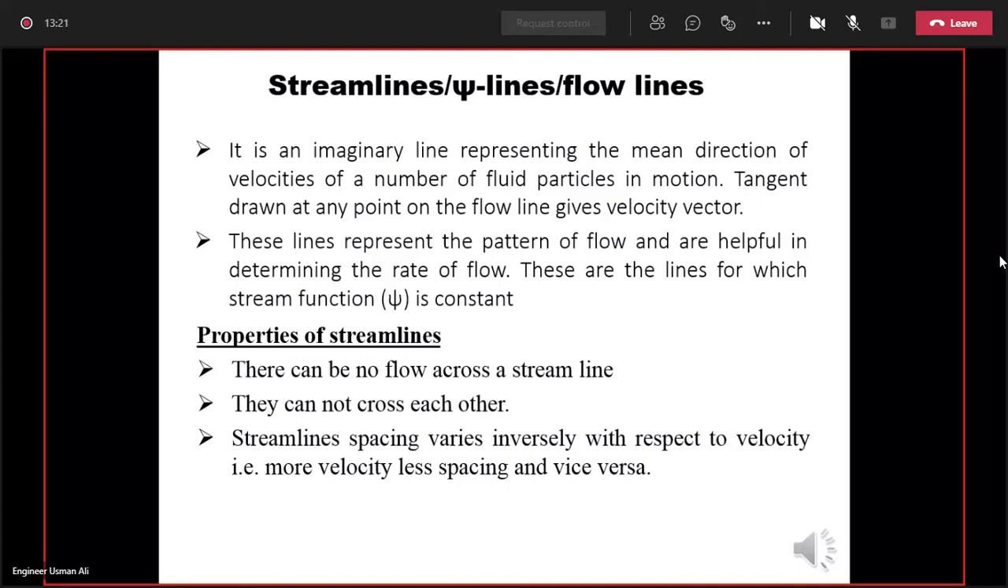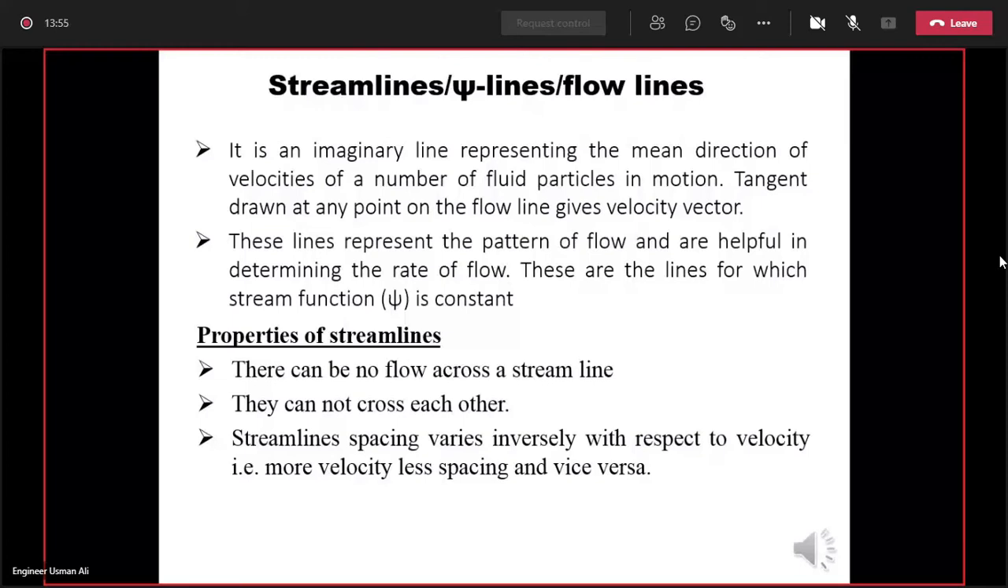So starting with streamlines, psi lines or flow lines. These are imaginary lines which represent the mean direction of velocities of a number of fluid particles in motion. Basically, they represent the average direction of flow of a fluid. A tangent drawn at any point on the flow line gives you the velocity vector. Now these lines represent the pattern of flow, in which direction the fluid is moving, and they are helpful in determining the rate of flow.